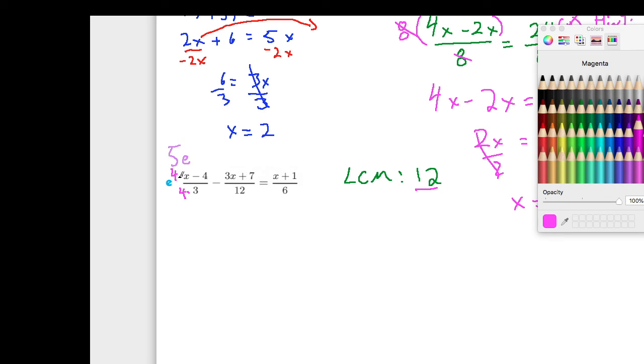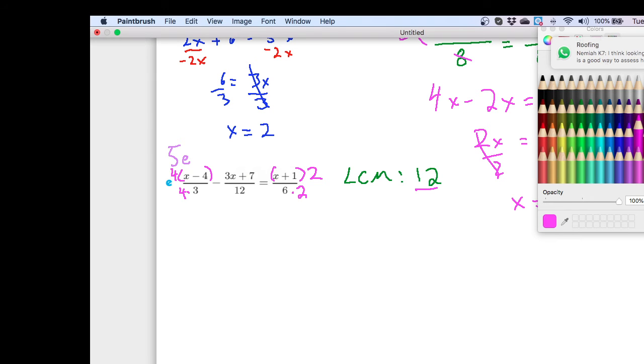But I have to multiply up here by 4, and I have to group these in brackets. The next one, 12, well, we already have a common denominator, so I don't have to do anything to this fraction here. All right. And the last one is 6. Well, we need to change this to a 12. So if I times this by 2 here, I get a 12. But I have to multiply it by a 2 here as well. Okay.